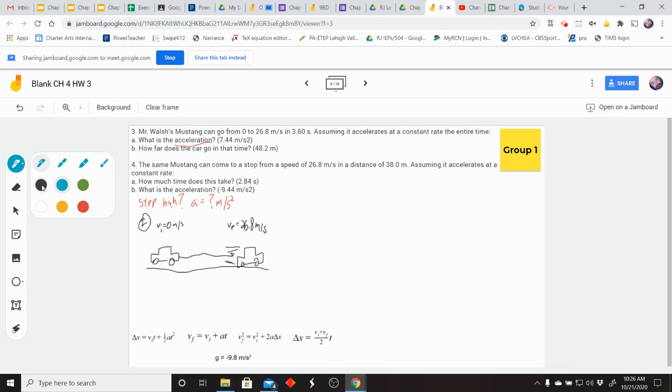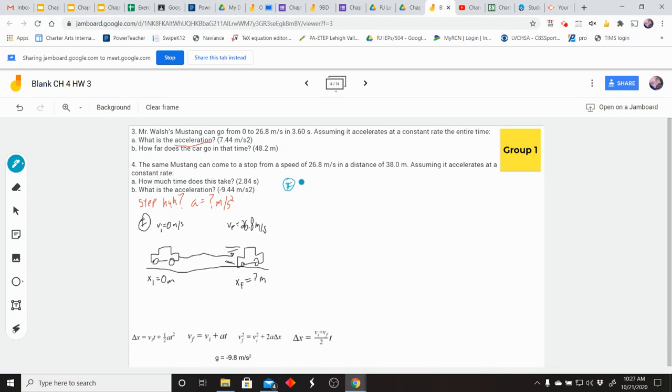Actually, let me point out one other thing here, sticking with step 1. This is a sideways problem, so we'll use x's. x initial is going to be 0 meters, because I just always make the first one 0. And x final: the car has moved some distance, but we don't know how far. This is actually what we'll be looking for in part B. So question mark meters.